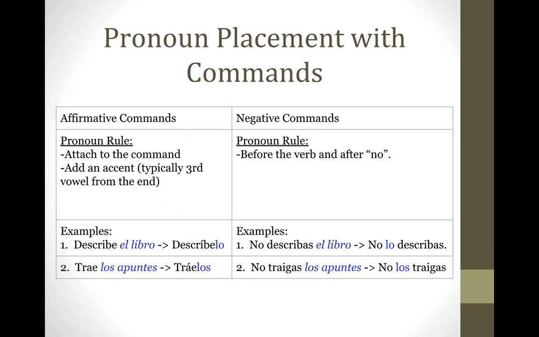That's with affirmatives only. We're down to section 3 in your note guide. This is just a little recap and practice. You've got your rules here. If you have an affirmative command, you will attach the pronoun to the command and add an accent, typically on the third vowel from the end. When you have a negative command, the pronoun goes before the verb and after no.